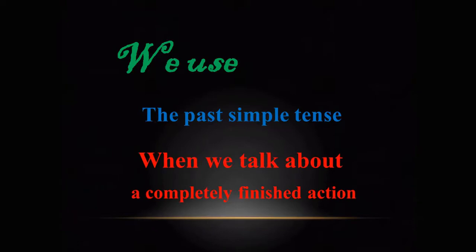talk about a completely finished action. حكاية خلصت خالص انتهت تماما في الماضي. It has no effect at present. ملهاش أي أثر أو أي تأثير في الوقت الحالي.